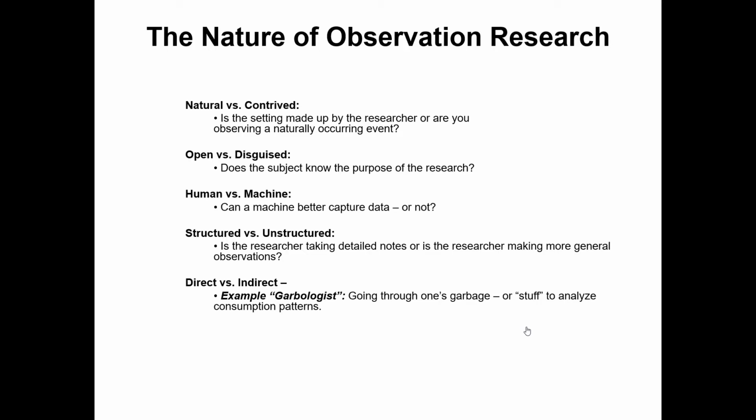The final angle we look at in observation research is direct versus indirect. The previous examples, like cereal shopping or watching traffic, are direct observation. But other times we need to go through an indirect way to get data. One good example is garbage. You dig through people's garbage to find out what they actually do.